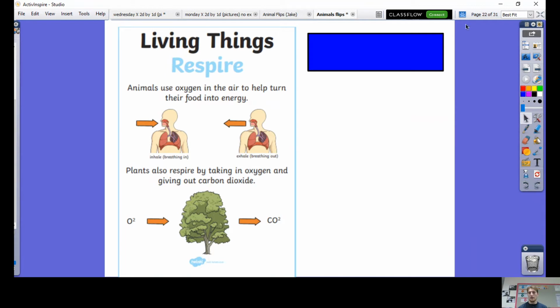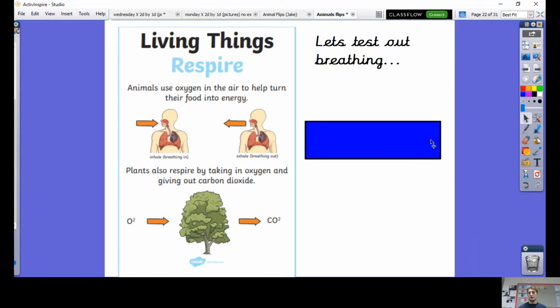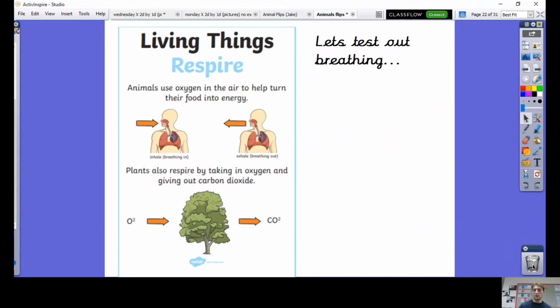Just like we take in oxygen, really, just like plants. Let's see if we can test our breathing. So what I would like you to do is breathe in as much air as you can, hold it, and then breathe it back out. You can do it with me if you want, or you could do it separately, but I'm going to do it now. So I'm going to breathe in.